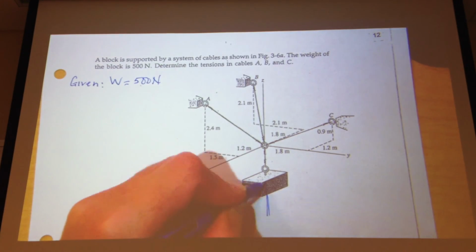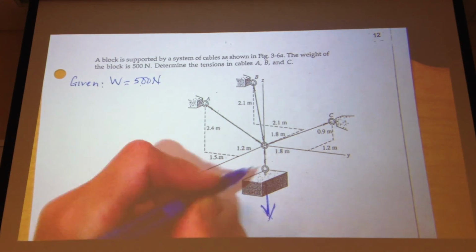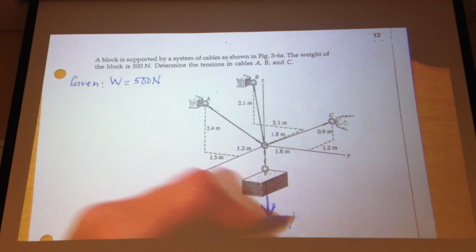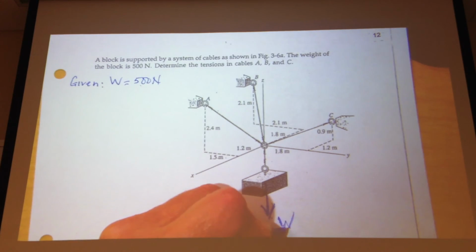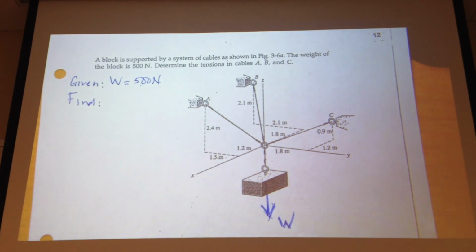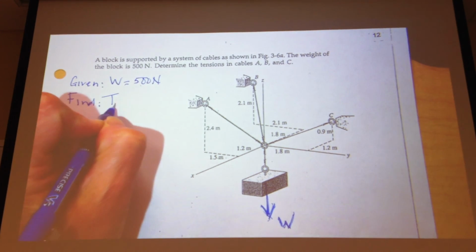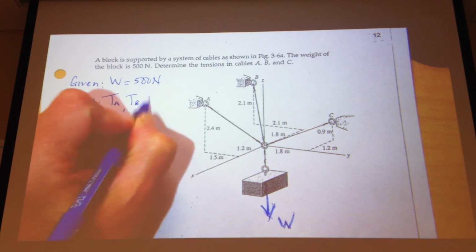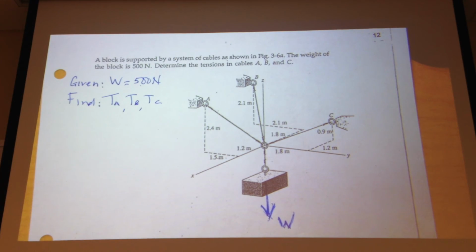And then remember, this picture is my sketch, right? So I'm going to put my W here. And then find. Chris, what do we need to find? Tension, cables A, B, and C. Okay, so what do you want to call it? TA, TB, and TC. Good.